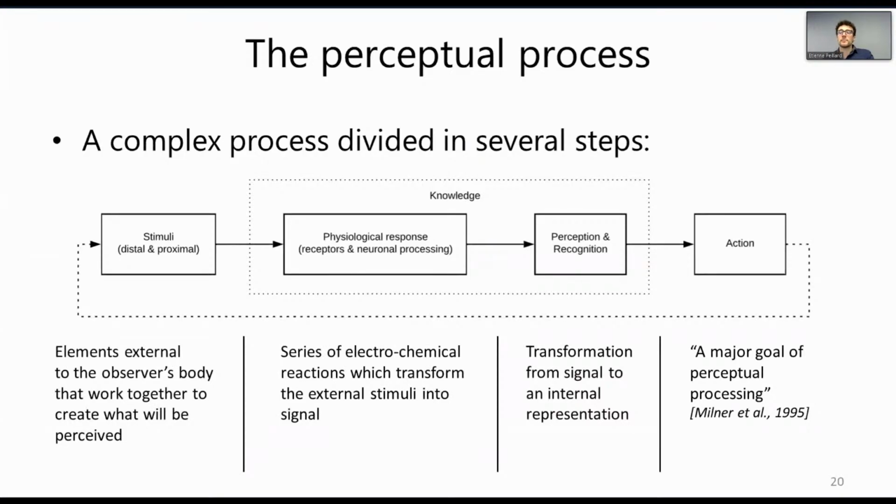When interacting with perceived elements, the observer can then close the perceptual loop. Represented here, the perceptual process as a very simple linear process, but it has to be noted that this process is much more complex and each step can have an influence on all the other ones.